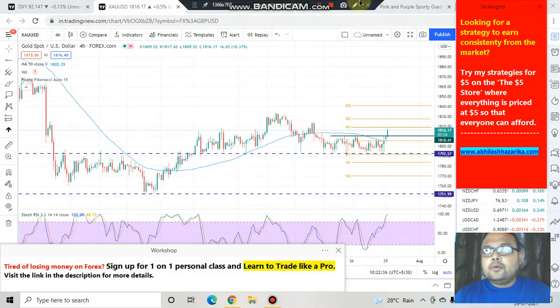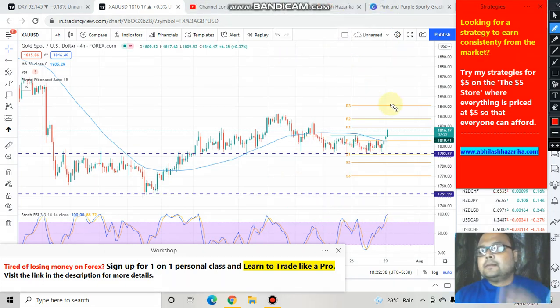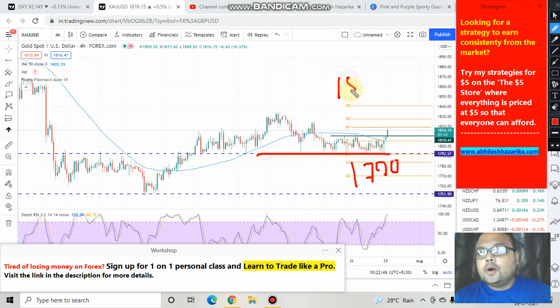The most important two price levels in the market right now are 1790, this level, and 1810, this level. You can see that when the market crossed this level, this level became the support. Previously 1790 was acting as a resistance for the market.